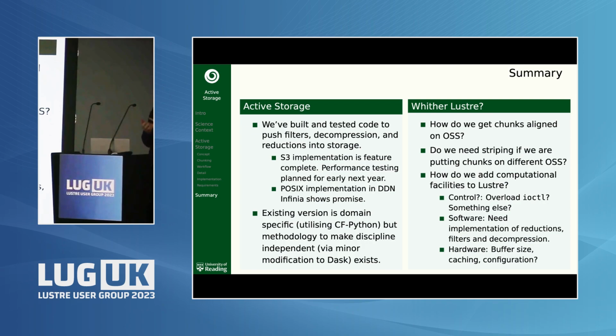Essentially, three problems. One is the control. Do we really want to use this overload of the IOCTL method that I was talking about before? That's essentially JT Acquaviva at DDN's smart idea, but he's also smart enough to say there might be a better idea, and he'd be quite keen to hear it. Software: we need to put all the pieces in there to do the actual implementation, so that means pushing in some of these filters and decompressions. And finally, the hardware, just to make sure we believe we can hold the buffer for the chunks to do this. But these are really small tasks for proper storage vendors.